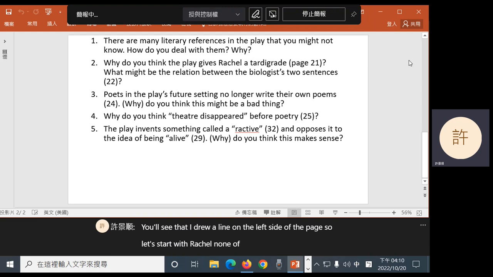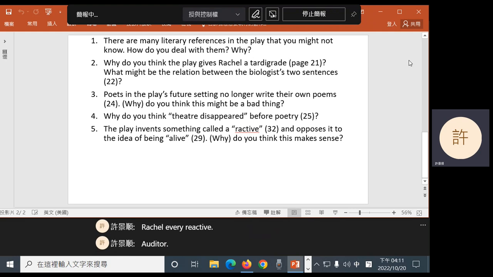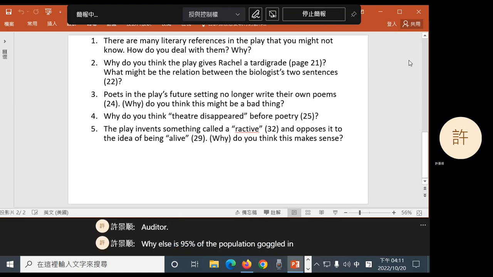None of it's real, auditor. It's a reactive, auditor. Exactly, it's a program. It knows what interests you. It learns. It tries variations until it gets a response from you. Rachel, every reactive? Auditor, why else is 95% of the population goggled in?